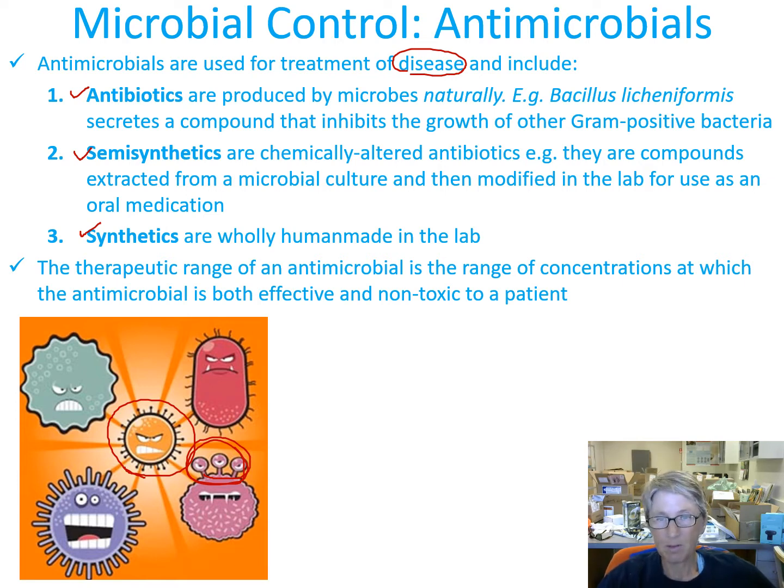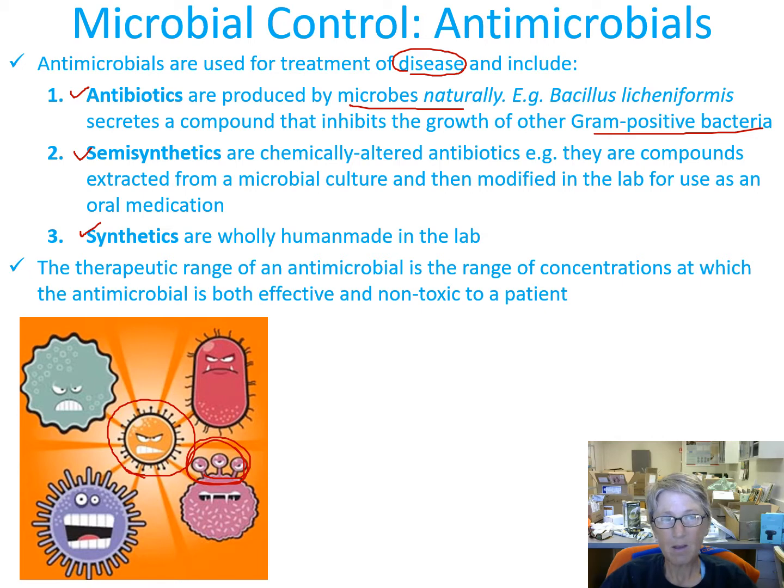So antibiotics are a type of antimicrobial. They're made by microbes naturally. For example, Bacillus licheniformis secretes a compound that inhibits the growth of other gram-positive bacteria. So an antibiotic is against bacteria, and bacteria are doing battle with each other, so they try to secrete things that will inhibit the growth of other bacteria that are competing for that same area. And you can get these antibiotics from the bacteria to treat bacteria that you don't want as a human.